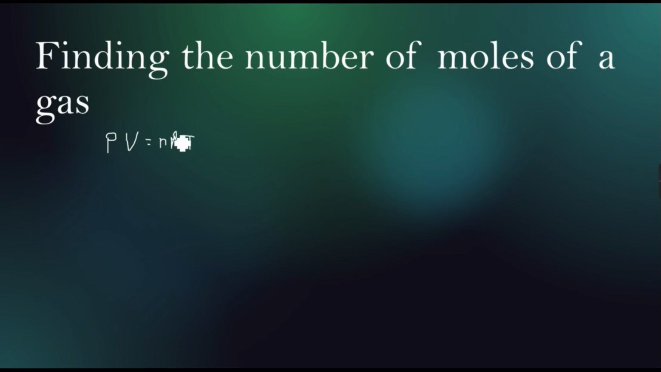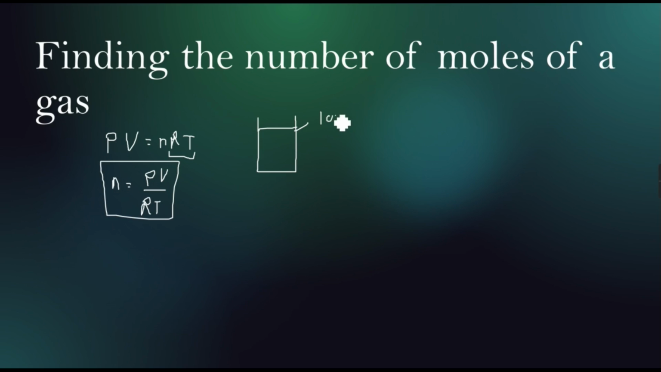Well, to find moles, we can divide both sides by this RT here, and that will just leave us with moles. So we've got moles equals PV divided by RT. Okay, so let's say we have the volume of 100 centimeters cubed, and let's try and work out how many moles of hydrogen molecules are present in this volume. We'll say temperature is 20 degrees again, and the pressure is 100 kilopascals, so standard conditions.